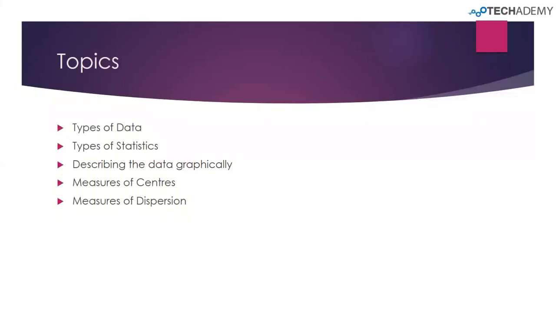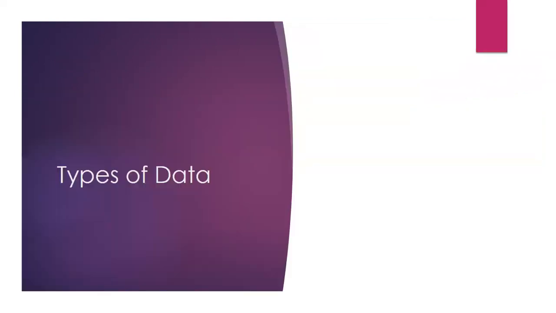The topics in this are types of data, types of statistics, describing the data graphically, measures of centers, and measures of dispersion. Let me move towards this topic one by one. First of all, we will discuss what the different types of data are.